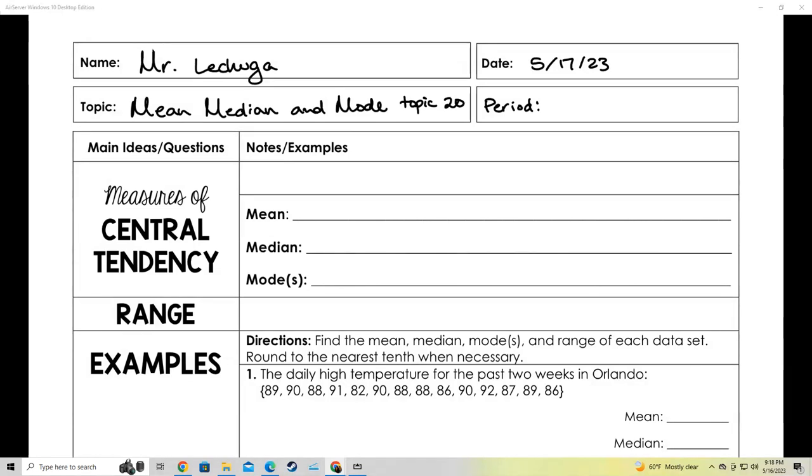So some of the main ideas that we're going to be covering today is that a measure of central tendency is a value that describes the center or the middle of a data set. Let me go ahead and write that down. This is going to be a value that describes the center slash middle of a data set.